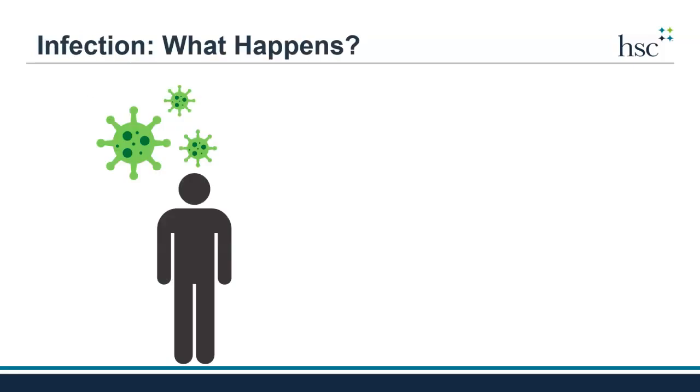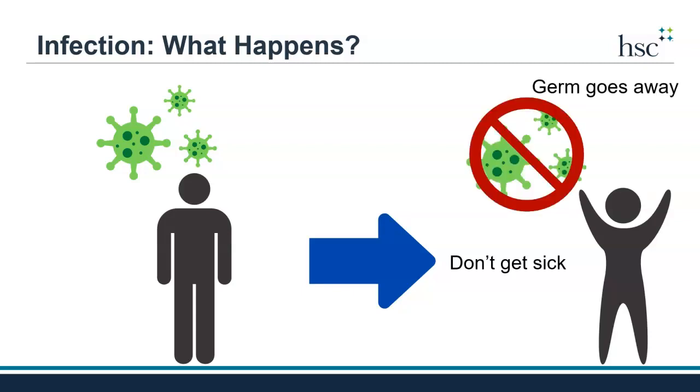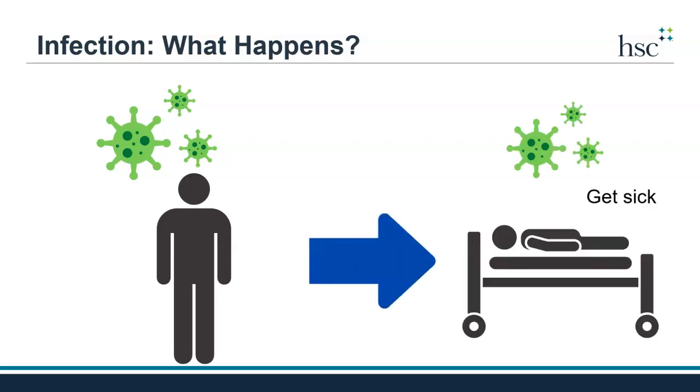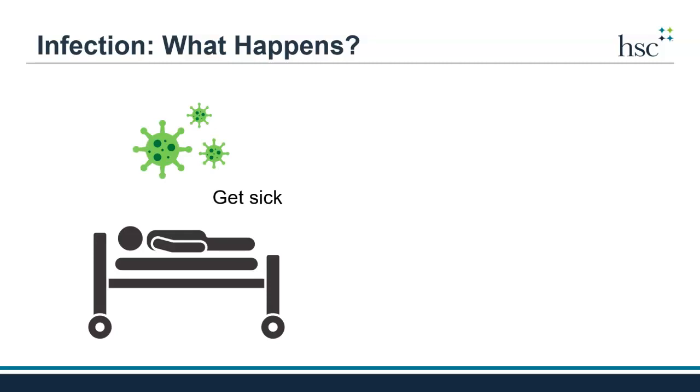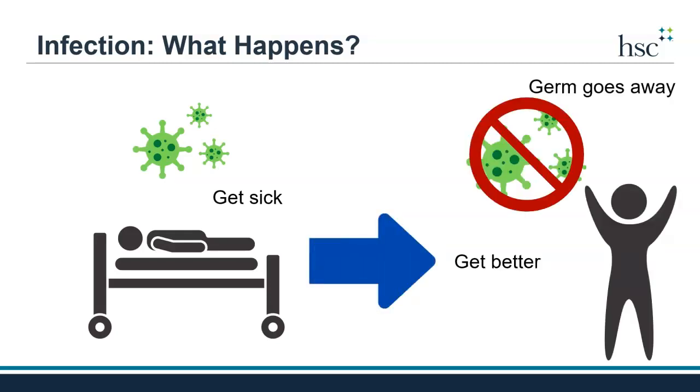Once a person gets infected, what happens? There are a few different things that can happen. You can get an infection and not get sick, so you don't have any signs or symptoms or feel sick, and the germs can go away, so your body gets rid of it. You may not even know you had an infection. But you can also get sick after an infection, so you don't feel well. If you get sick, you can get better because you get a treatment like an antibiotic or other medicine, and that helps your body get rid of the infection.